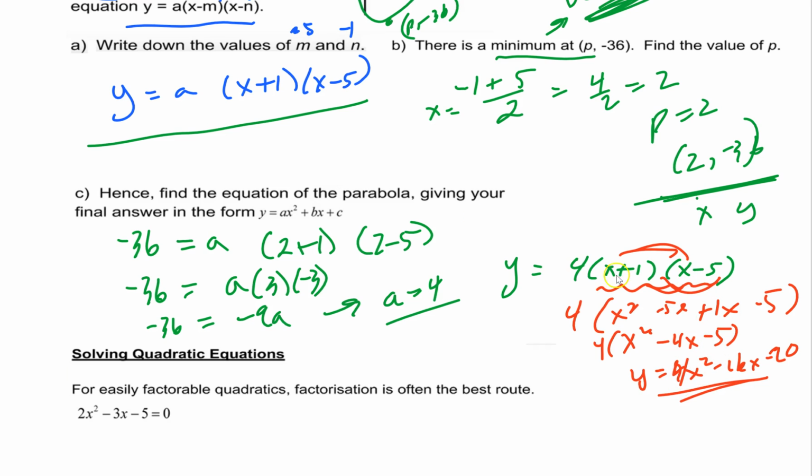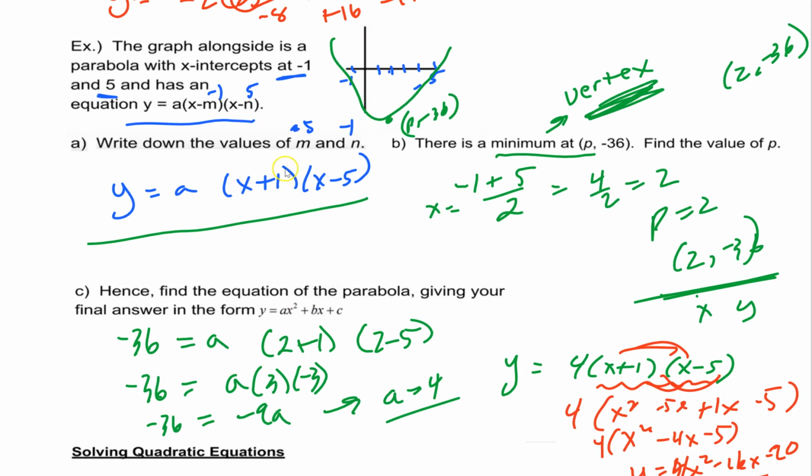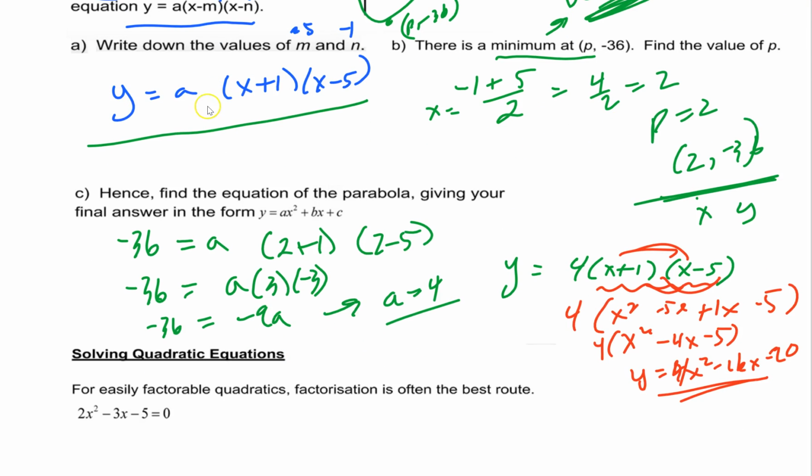So that's the idea. Keep in mind, guys, if you have your x-intercepts, it's really easy to find the vertex. Just add them up and divide by 2. It's just the average, right? It's always halfway in between. So add them up, divide by 2. If you have a point and you're trying to find a missing value like a, just plug the point in.